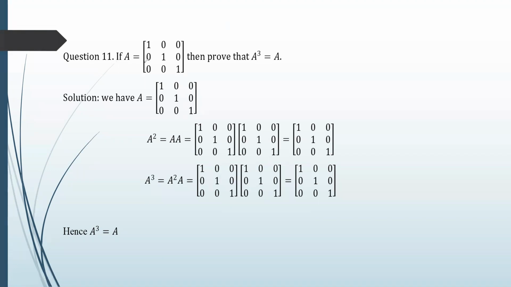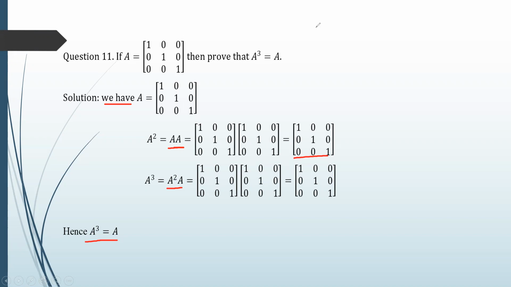If A is equal to this, 100, 010, then prove that A cube is equal to A. So here we have this matrix. Now we find A square, so we can write A multiplied by A. This is A, this is also A. We can easily multiply, then we get this. Now we find A cube, so we can write it as A square into A. Here A square is this and A is this. So we get this. Hence A cube is equal to A.